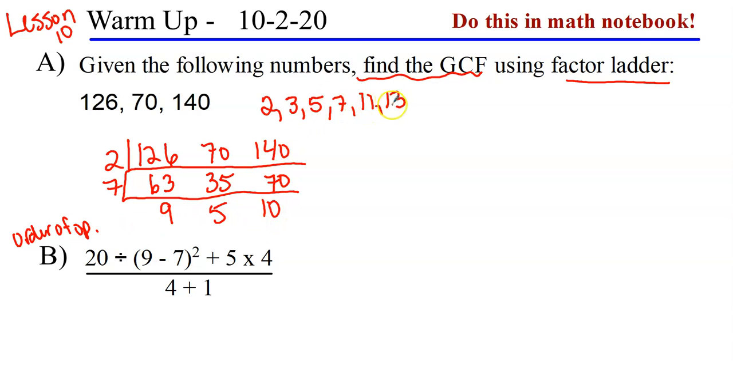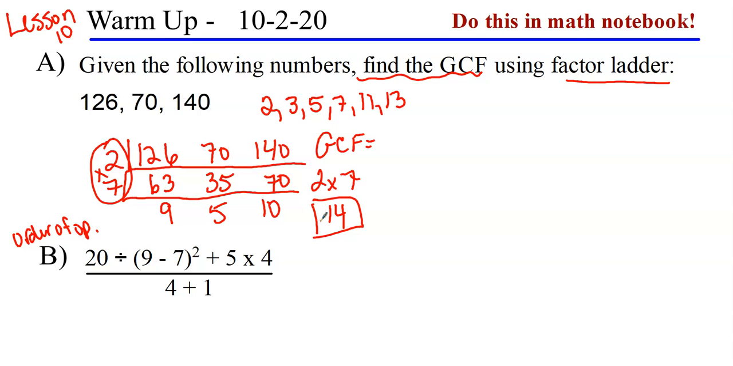And then when I get to 11 and 13, those are bigger than the numbers that I'm looking at, so clearly not divisible. This is where I end my ladder, and then I just have to remember that the 2 factors on the side need to be multiplied together. So my GCF equals 2 times 7, which is 14. That's how you find the greatest common factor.